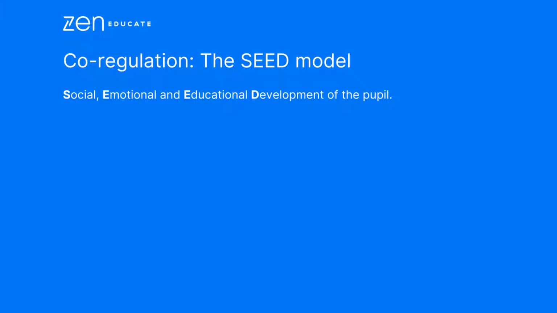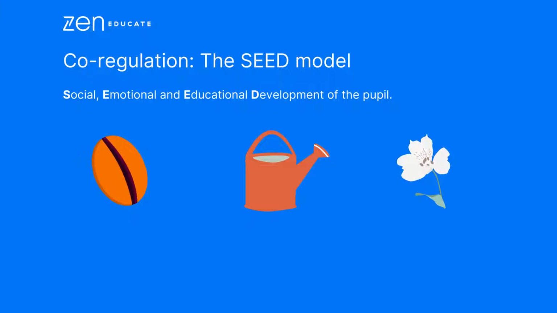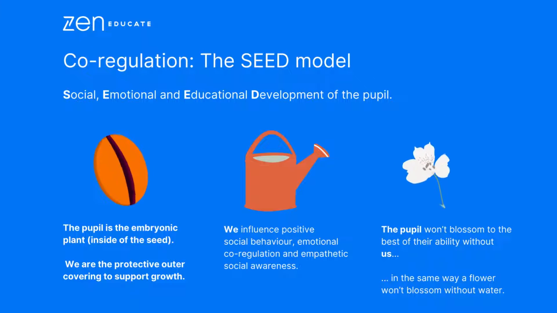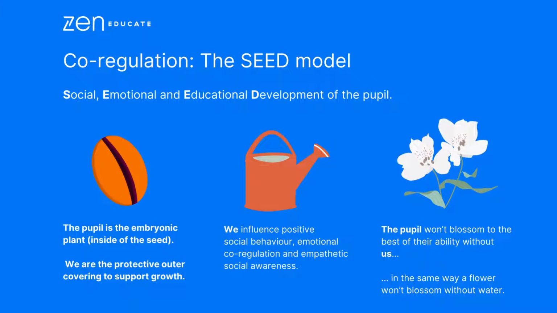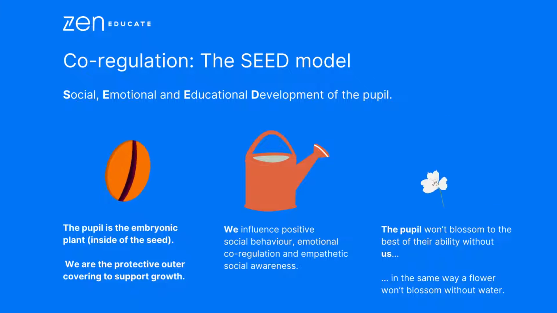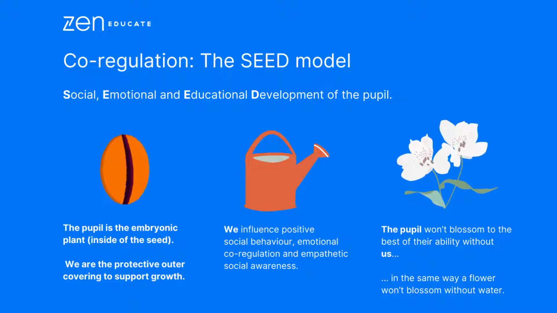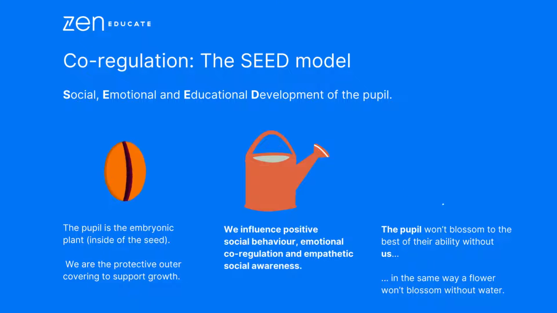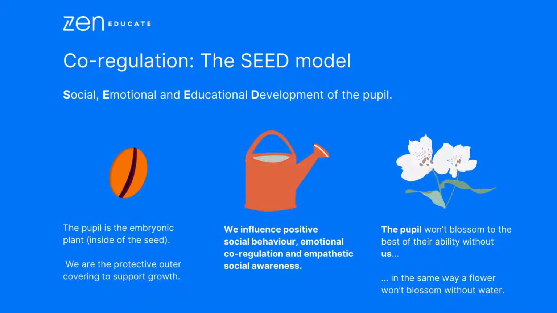A seed is the embryonic plant enclosed in a protective outer covering and works very well as a metaphor to help us with co-regulation. The outer covering is you, the teaching assistant, the co-regulator. The seed is the embryonic plant, the pupil. We are the protective outer coverings that support growth within the social, emotional, and educational development of the pupil.